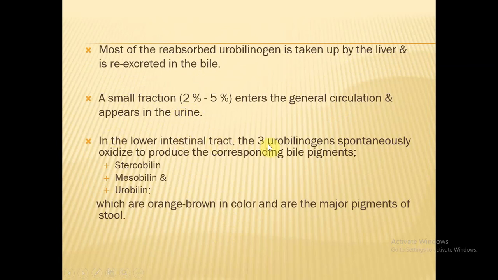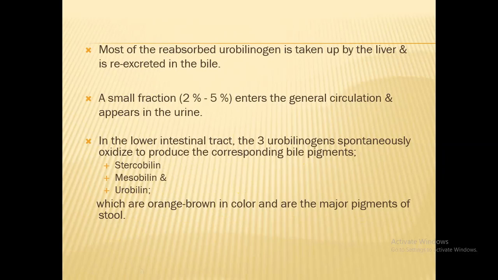In the lower intestinal tract, the three urobilinogens spontaneously oxidize to produce the corresponding bile pigments: stercobilin, mesobilin, and urobilin. They are excreted in the feces, and this orange-brown color is the major part of stool, and that gives the clay or brown color to the stool or the feces. These stercobilin, mesobilin, and urobilin are the compounds of urobilinogen. Urobilinogens are those which are converted from the bilirubin diglucuronide.